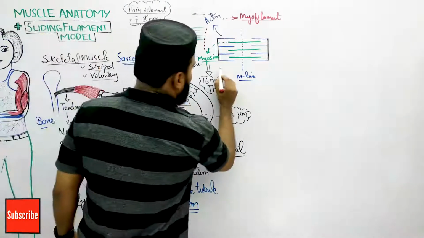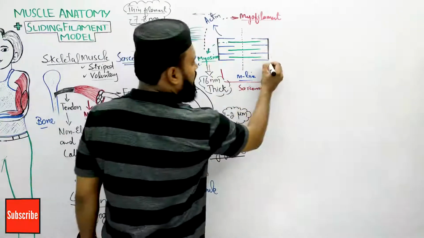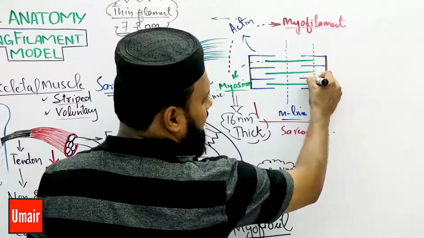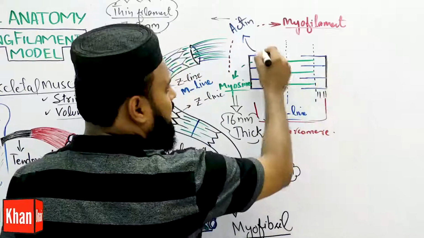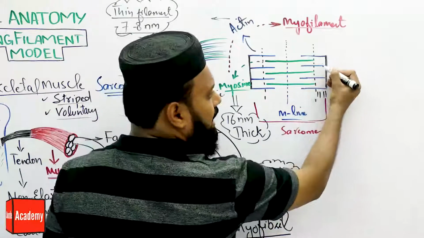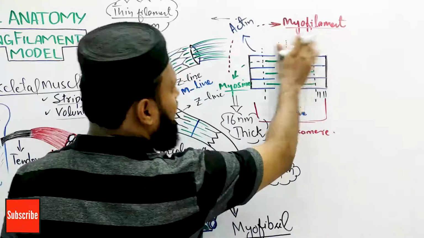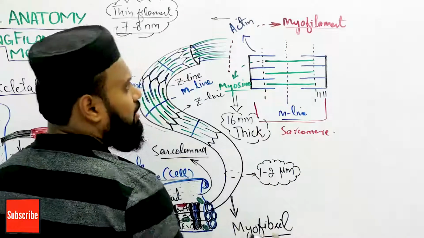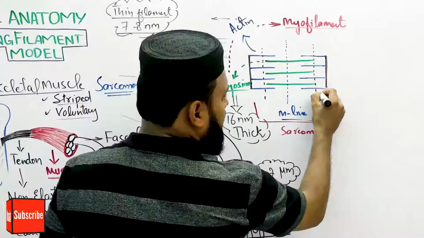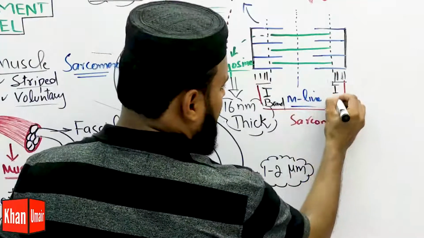Now come back to this sarcomere. This part from here is called a light part or a light band. This band is on both sides. This band only contains actin myofilaments. You can say actin myofilament, or actin filaments only. So this region is called I band. In this way there are 2 I bands.